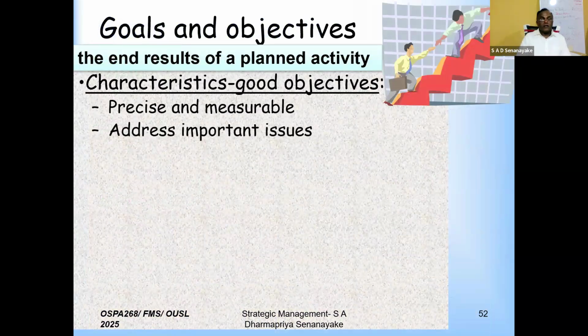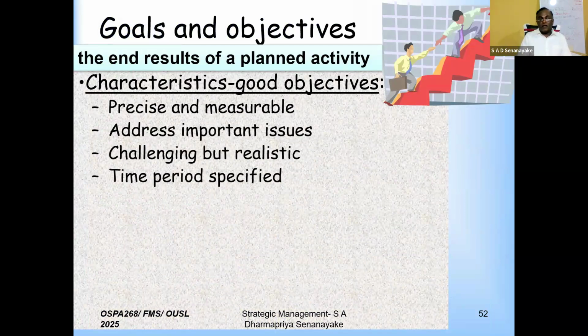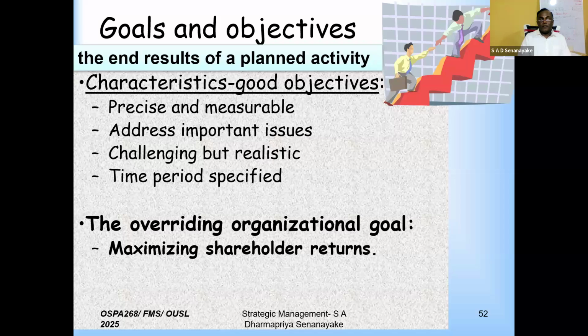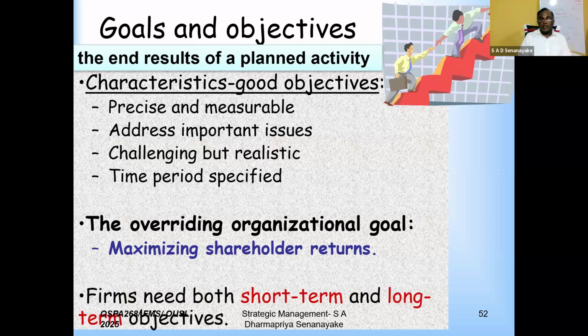And when we address goals and objectives, what are they? They have to be precise and measurable, quantifiable stuff, addressing important issues, not each and everything or less important matters. Good objectives have to be challenging and realistic. So that means if there's a problem, then there should be an answer within the system. Challenging, but realistic, and time period specified. In the case of objectives, yes, for the next 12 months, before December, like that.